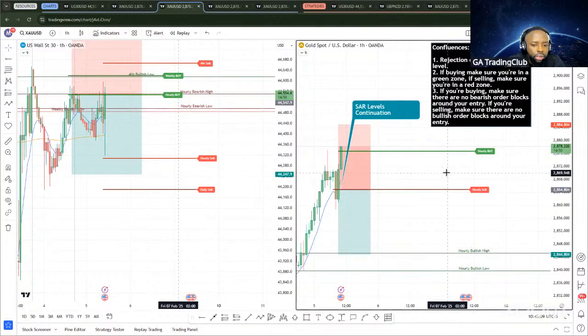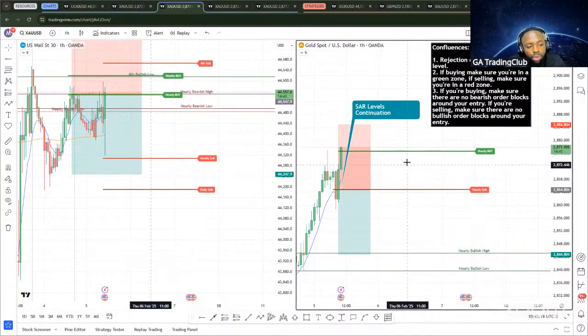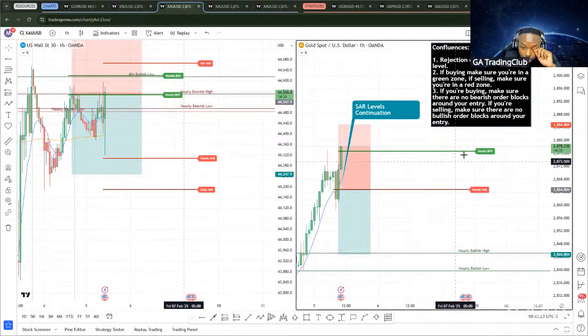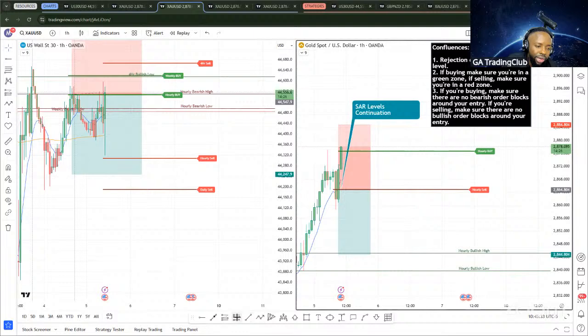I'm not sure if this will close below here, but we'll see. If it does close below, I'm hoping we get a big weak rejection. If we do come back and close below 2876, I'm hoping the rejection is pretty heavy. So for this one again, if this trade does validate, let's see.